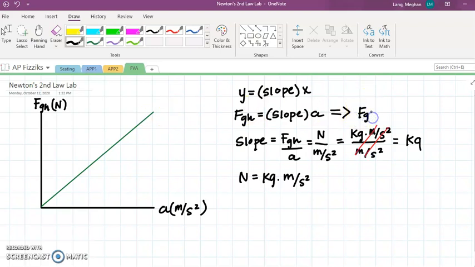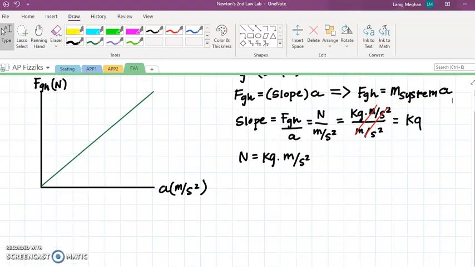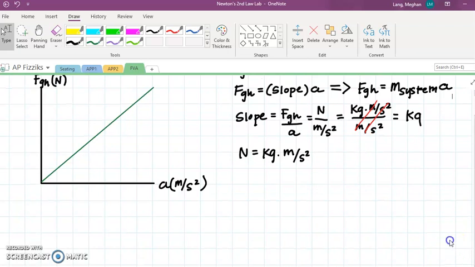So for right now, force of gravity for the hanger is equal to the mass of the system, which again, one more time, is the mass of the glider plus the mass of the hanging mass on the side, times acceleration, okay? So I want to show you why this equation works, or why you ended up graphing that and how that becomes a true statement.